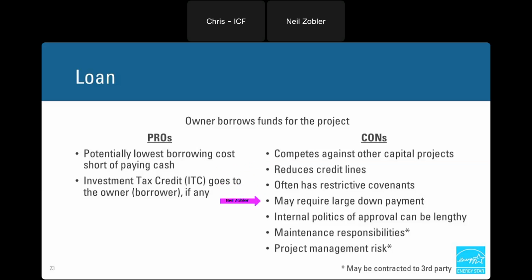They usually require a very large down payment. The internal politics, always a problem. Of course, maintenance and project management risk, ongoing.